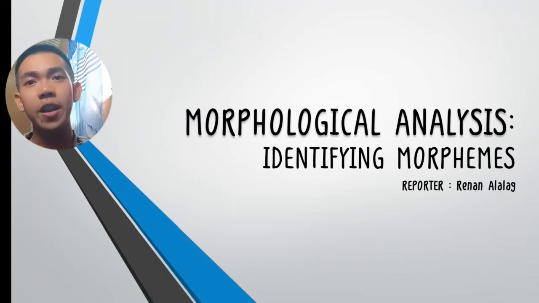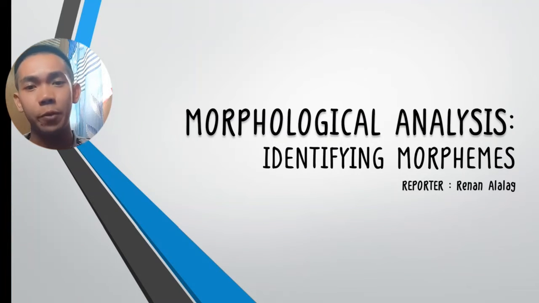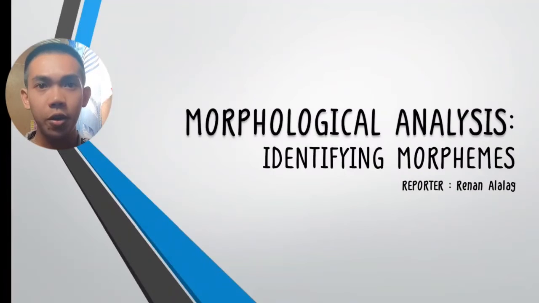So good day everyone, my name is Renan Alalag and this is my report about morphological analysis: identifying morphemes. Speakers of a language have the knowledge to perceive the component morphemes of a word since their mental grammars include a mental lexicon of morphemes and morphological rules for their combination. Of course, there are mistakes while learning, but these are quickly remedied.